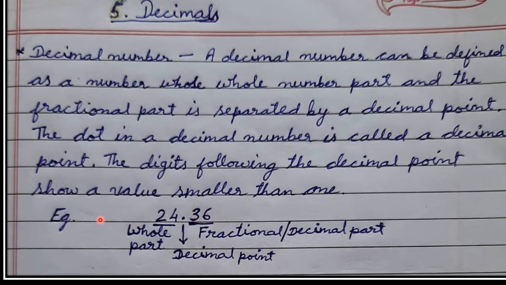Now this is an example of a decimal number where you have before the decimal the whole part, and after the decimal point is the fractional part or the decimal part. So whole part and the decimal part or fractional part. So this is a decimal number. Now let's see some other thing about decimal numbers.